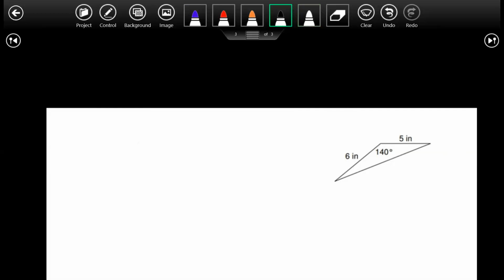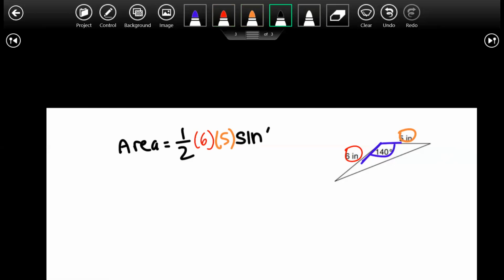Looking at the area, we're going to use our angle at 140 here. It has the 2 included sides. Our area will be equal to 1/2 side 1 times side 2 times sine of the angle. What angle are we going to use? 140. A little backwards. Okay.